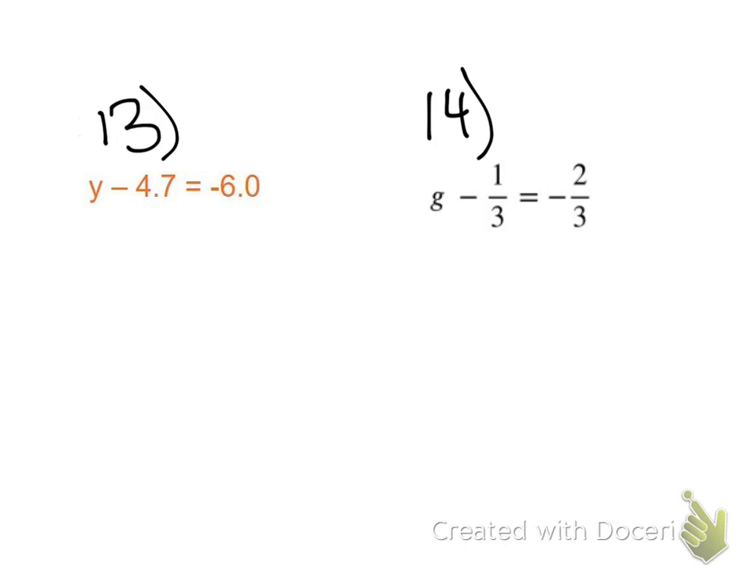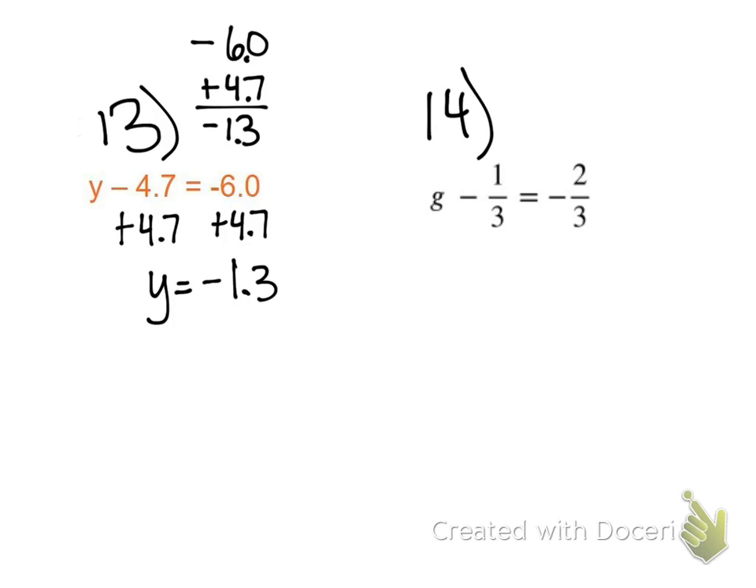On number 13, what do I need to do to both sides? Add 4.7. Good. We have to add 4.7 to both sides. Anybody know what we're going to get? Anyone know if it'll be positive or negative? It'll definitely be negative because the bigger number is negative. Negative 1.3.